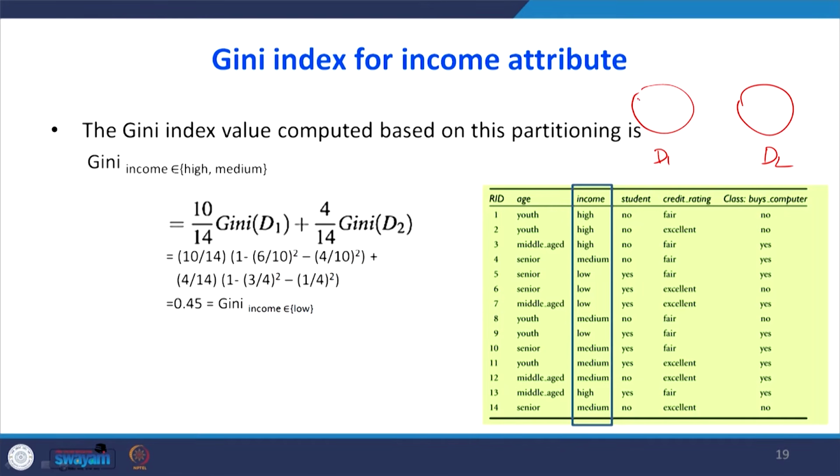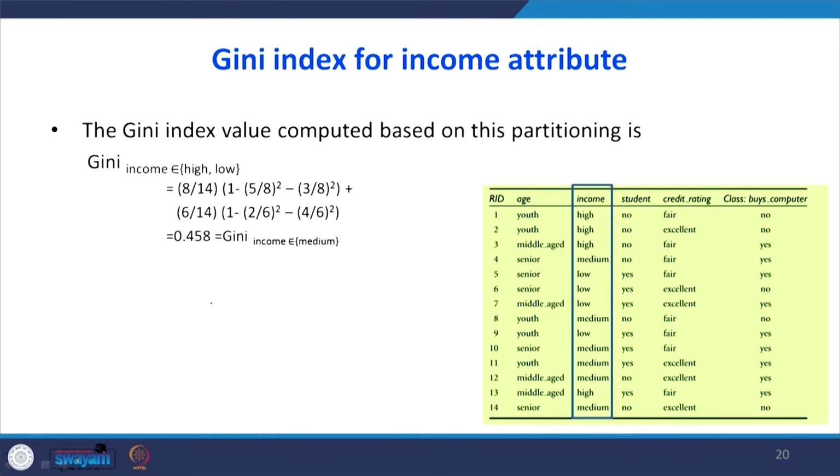In D1 high and medium is there, in D2 low is there. So, when you have this 2 split, the Gini index for the income attribute, that is for high and medium, we are getting 0.45. The third option is high and low as one group, and medium as another group. The same way when you continue, we are getting the Gini index of 0.4.